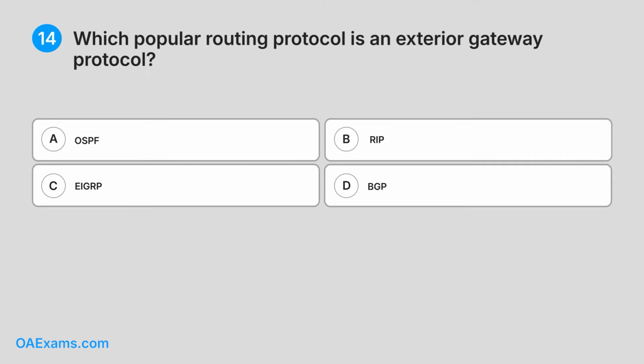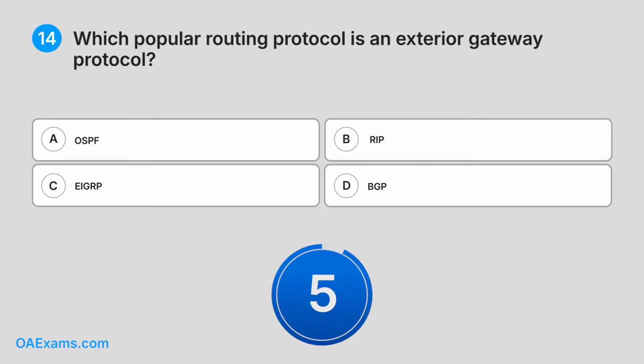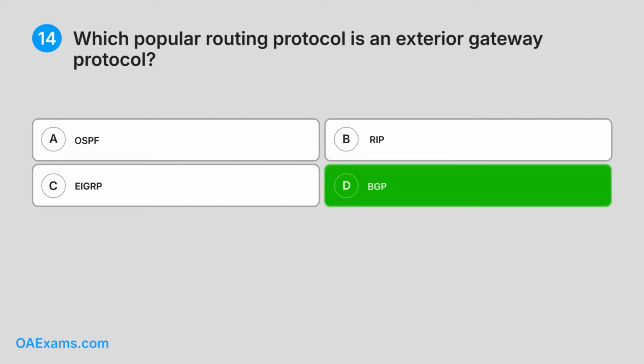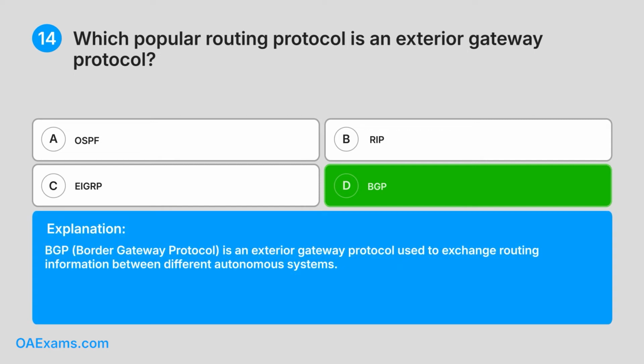14. Which popular routing protocol is an exterior gateway protocol? A. OSPF. B. RIP. C. EIGRP. D. BGP. Do you know the answer? Correct answer: D. BGP. Explanation: BGP, Border Gateway Protocol, is an exterior gateway protocol used to exchange routing information between different autonomous systems.